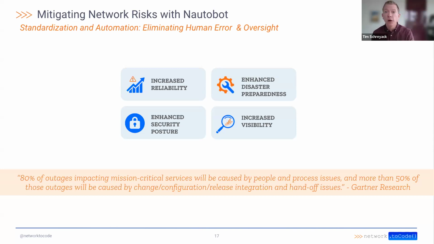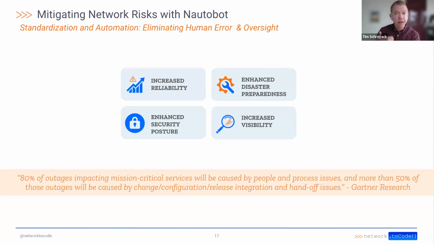We can then therefore eliminate a lot of that human error that happens because we have to go look at multiple sources. All of this leading to enhanced disaster preparedness. Configurations and topologies can easily be recreated from that source of truth in the event of a disaster or the need to move to our DR site.